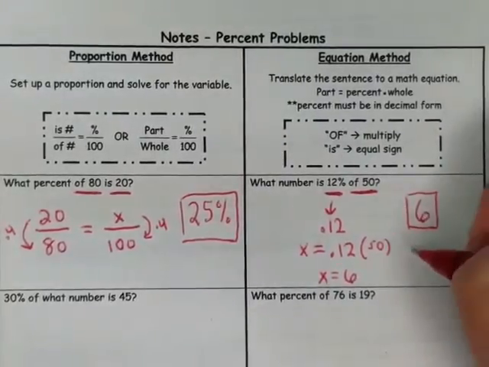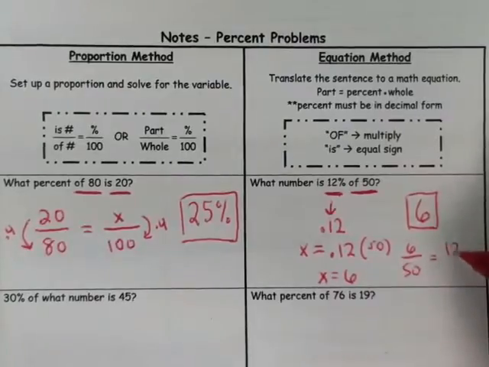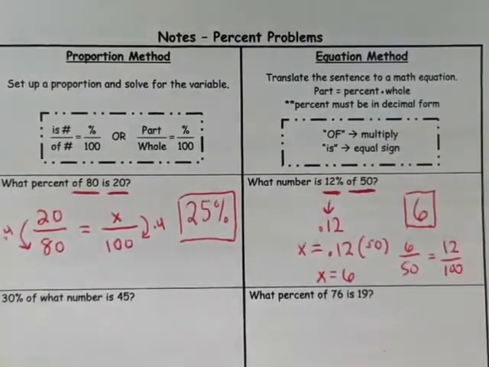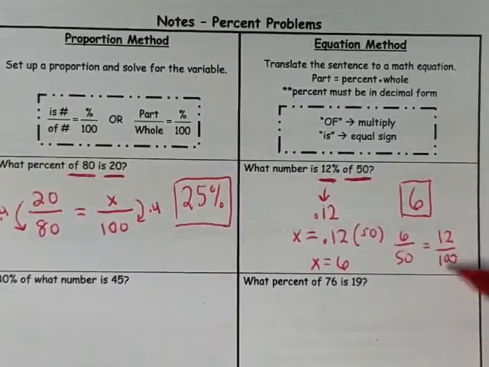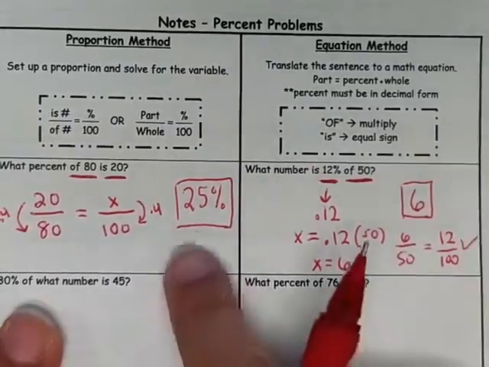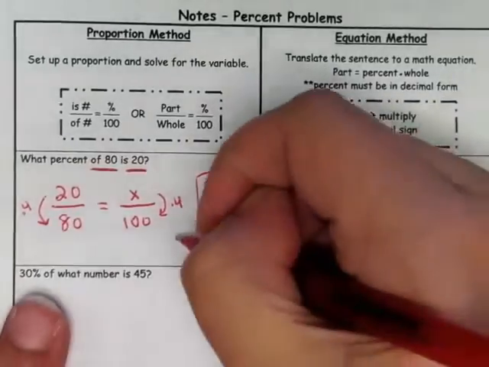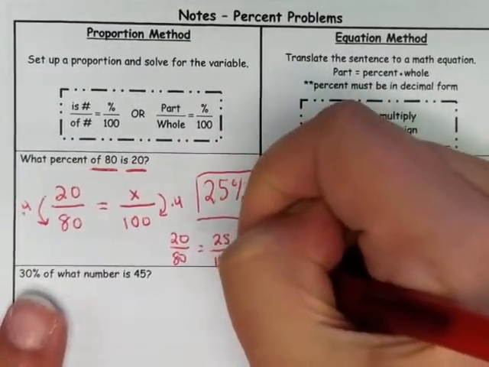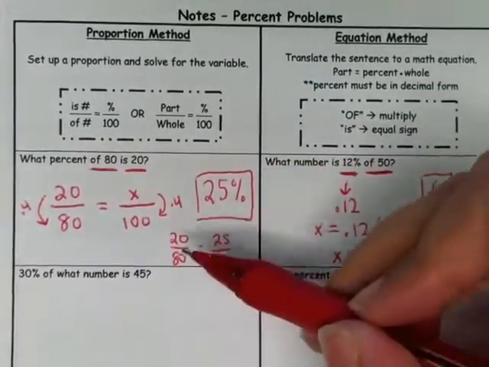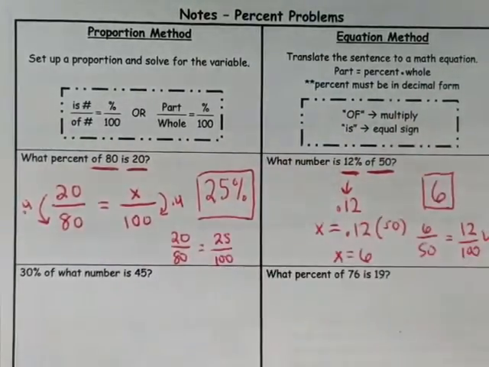And you can check it. If you want to check it, you can do 6 over 50. Is that 12 out of 100? Let's see if those are the same. I can see that this is times 2 and that's times 2, so I know that 6 works. Let's go back here and check it as well. 20 out of 80, is that the same as 25 out of 100? I see that that's times 4 and that's times 4, so they both work.